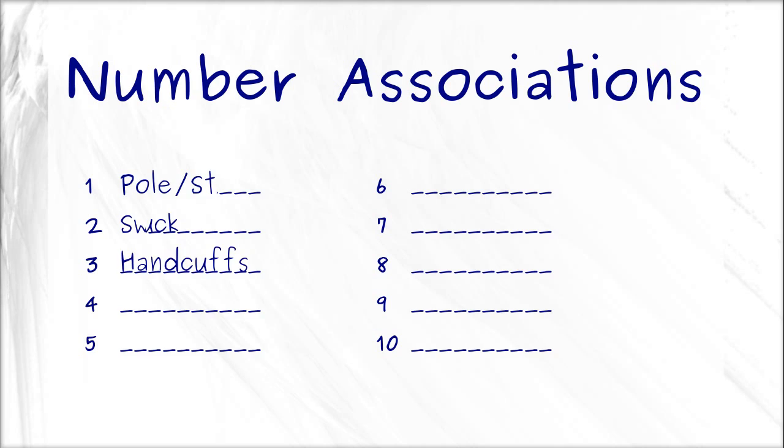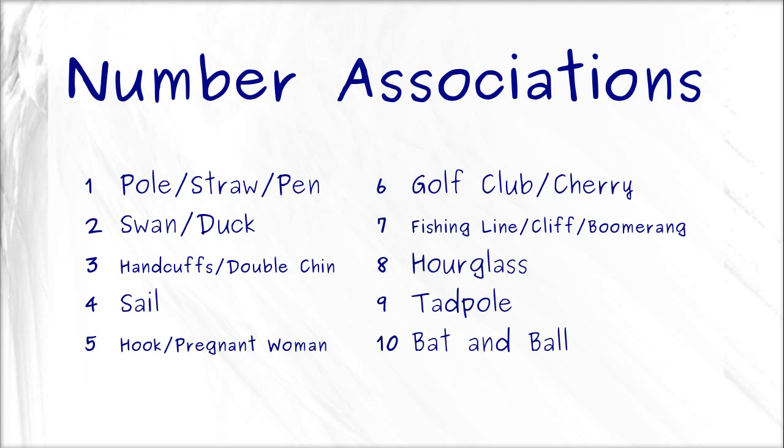3, 2, 1, here it is. For the number 1, we could use a pole, straw or a pen. For number 2, swan or duck. Number 3 reminds me of handcuffs or a double chin. Number 4 looks like a sail to me. Number 5 could be a hook or a pregnant woman. Number 6 could be a golf club or cherry. Number 7 could be a fishing line or a cliff or a boomerang. Number 8 looks like an hourglass to me. Number 9 could be a tadpole. Number 10 could be a bat and a ball.